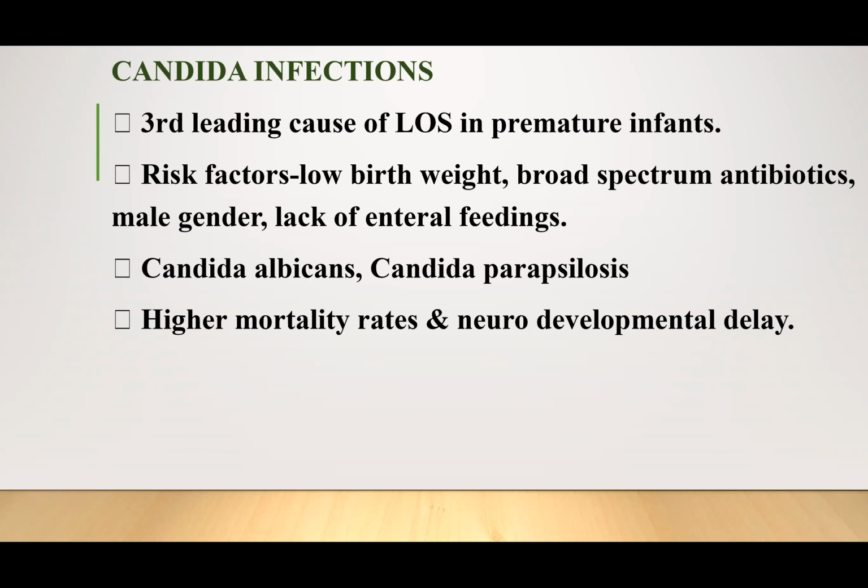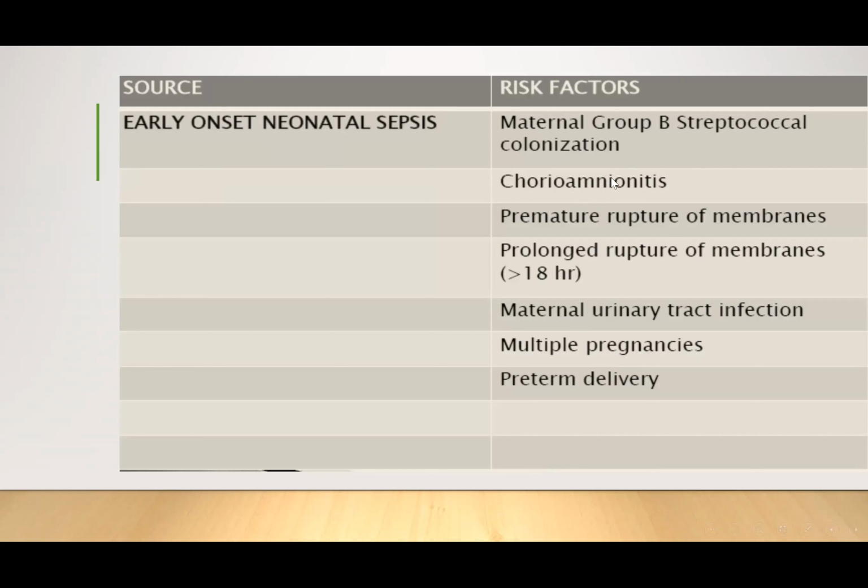So again, to revise early onset sepsis, it is due to GBS colonization or chorioamnionitis of the mother. Remember, chorioamnionitis is the most important because it passes through the placenta to the baby. Any premature rupture of membranes, or prolonged rupture of more than 18 hours, maternal UTI, multiple pregnancy, or preterm birth are all more risk factors for early onset sepsis.